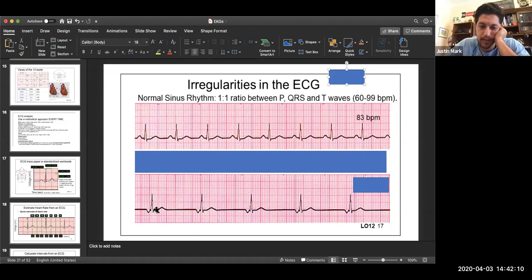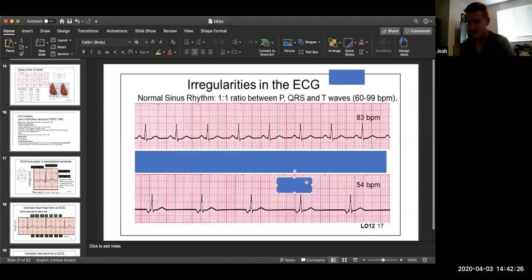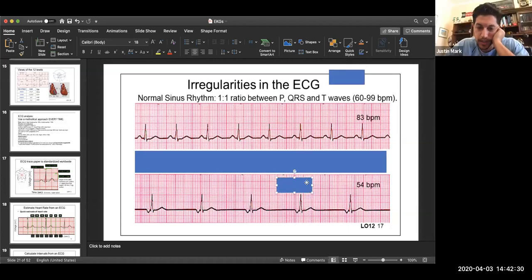What's the rate? It depends on which box, but 1, 2, 3, 4, 5, 6, right? So 300 divided by 6 is 50. About 50. Now, this one's a little bit tricky.